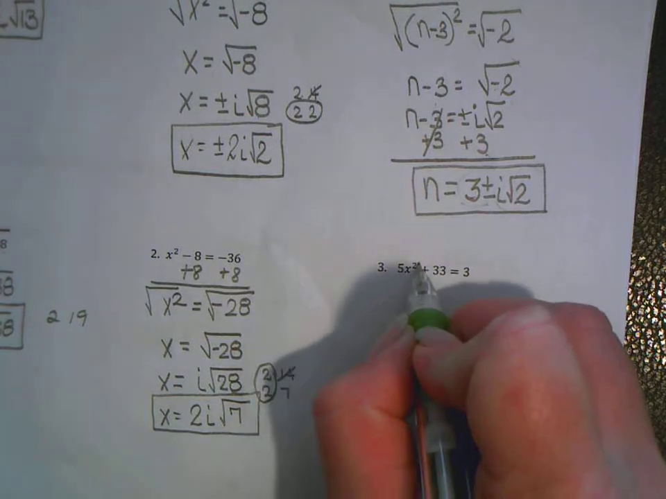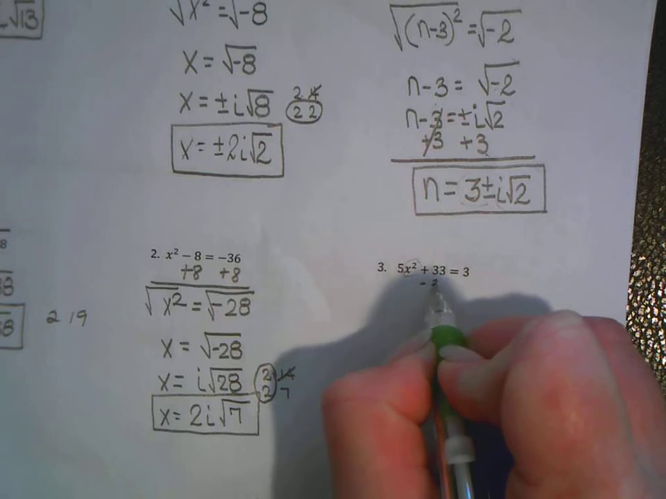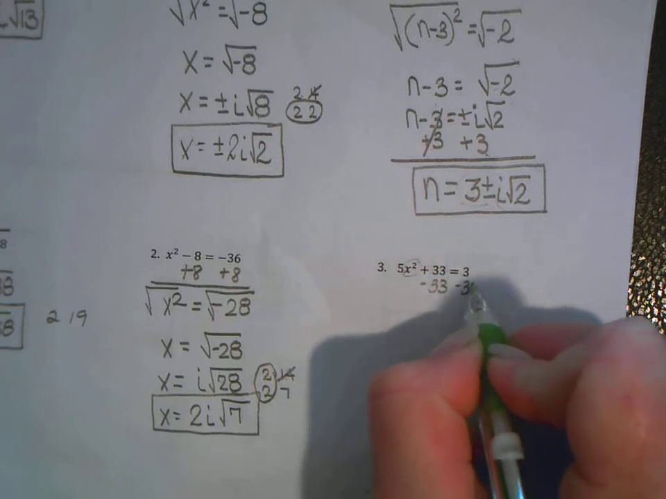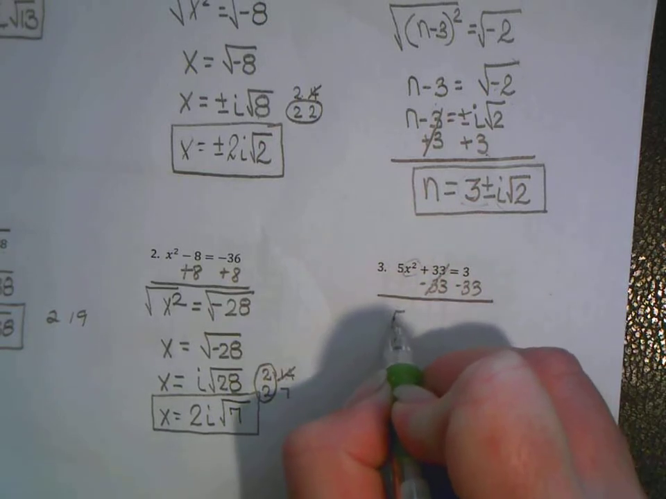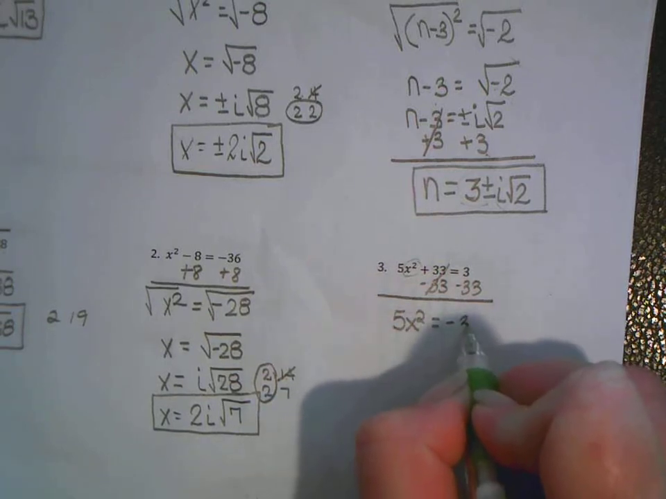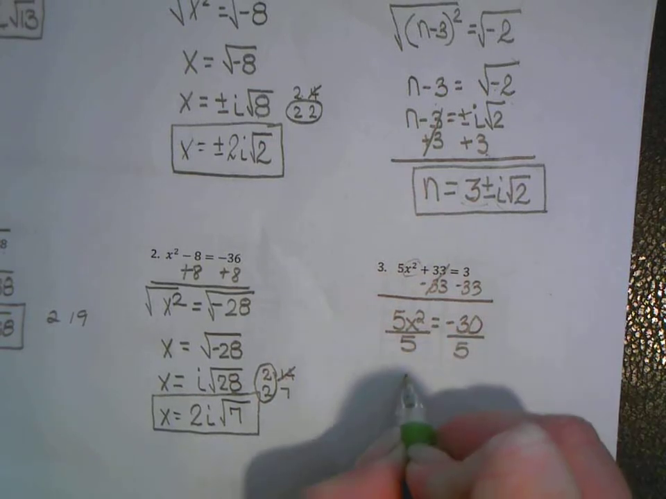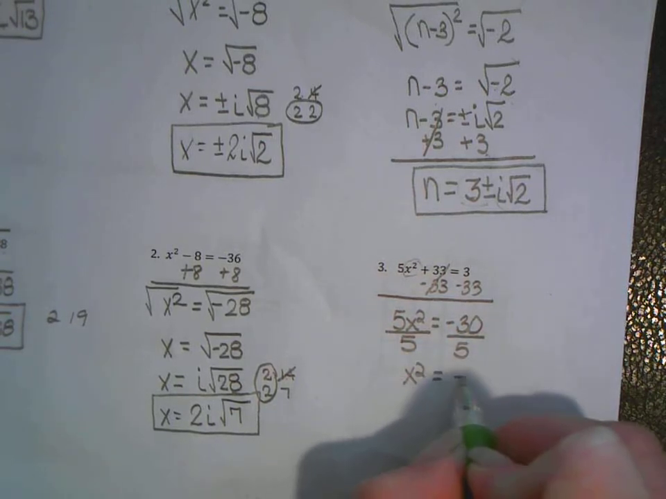All right, want to get this x squared by itself, so you're going to undo the order of operations, so subtract 33 from both sides. 5x squared equals negative 30. You're going to divide both sides by 5. x squared is going to equal negative 6.